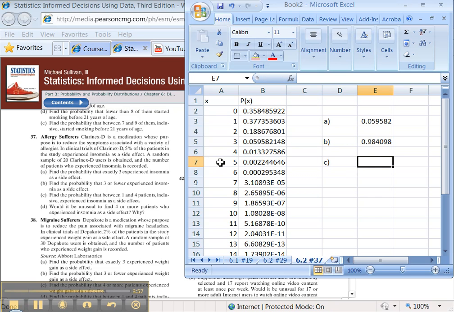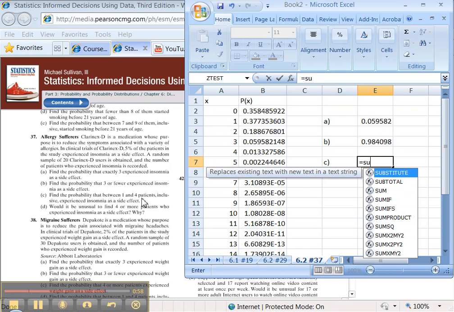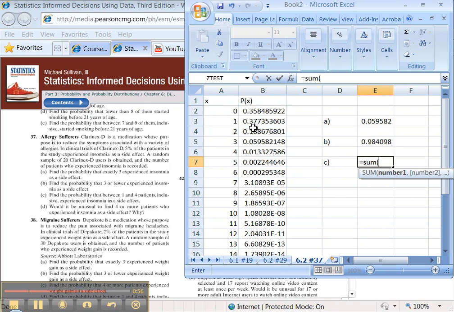Part C, find the probability that between 1 and 4 inclusive. Inclusive means you include it. So find the probabilities between 1 and 4. So I'm going to add them up. Sum 1 through 4, all of those. B3 to B6. Enter.